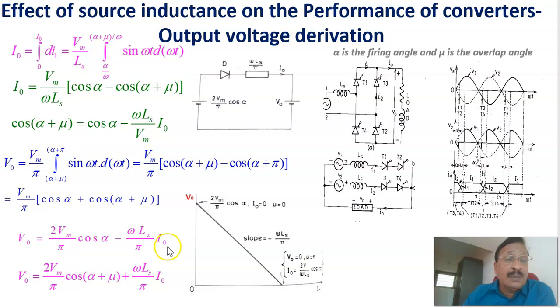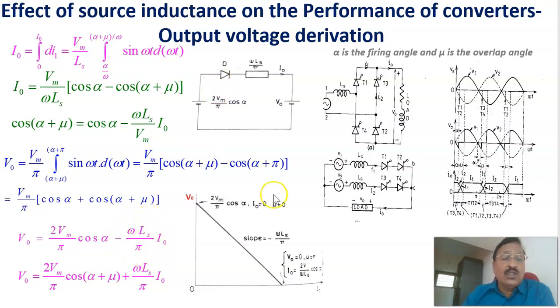We substitute it here for cos alpha plus mu. Then Vm gets cancelled, leaving omega Ls divided by pi into I0. Therefore, the average output voltage, considering the source inductance, is equal to 2Vm by pi cos alpha minus omega Ls divided by pi into I0. The drop is because of the source inductance.